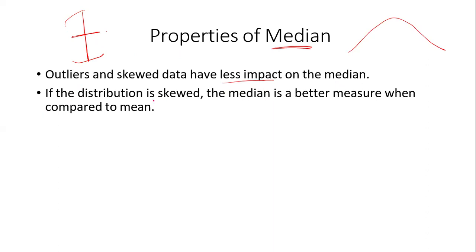If the distribution is skewed, the median is a better measure compared to the mean. If you see the distribution is skewed, the mean does not reflect it well. So in that case, the median is better. The median is a better measure than the mean.